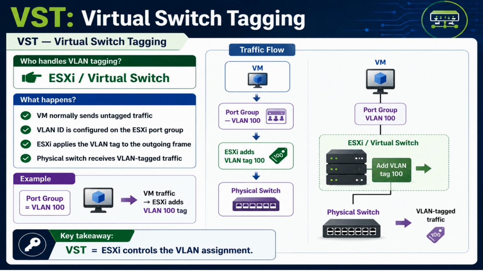So the key difference from EST is very simple. In EST, the physical switch handles the VLAN. In VST, ESXi handles the VLAN assignment. This is the model you'll commonly encounter when you configure a normal VLAN ID on a VMware port group.